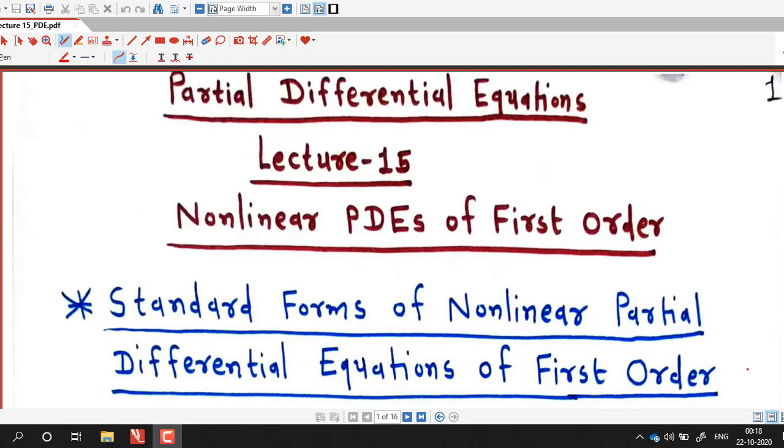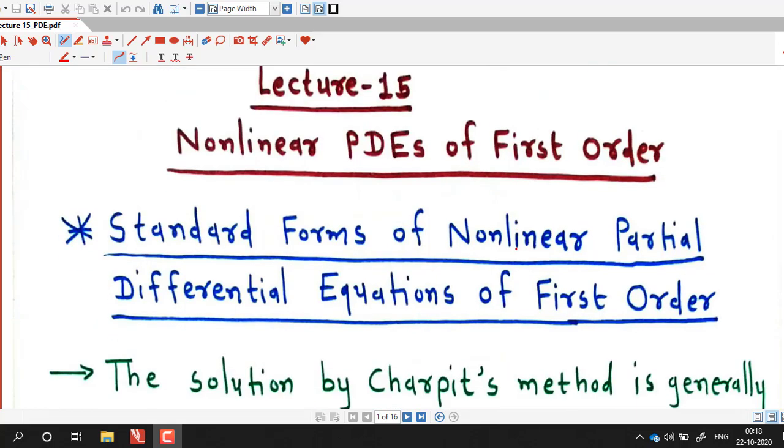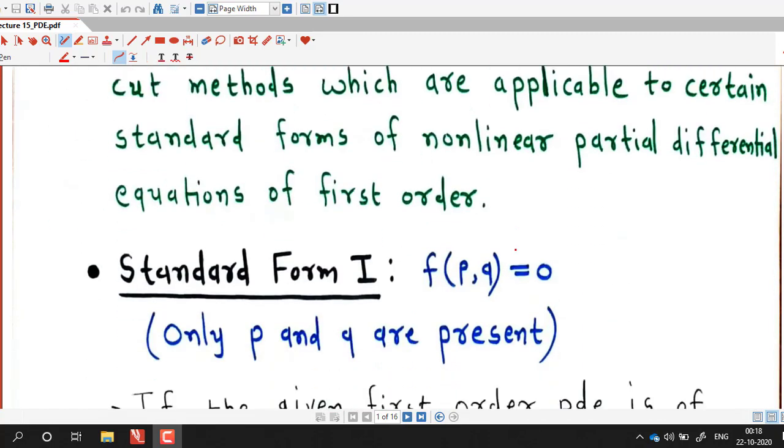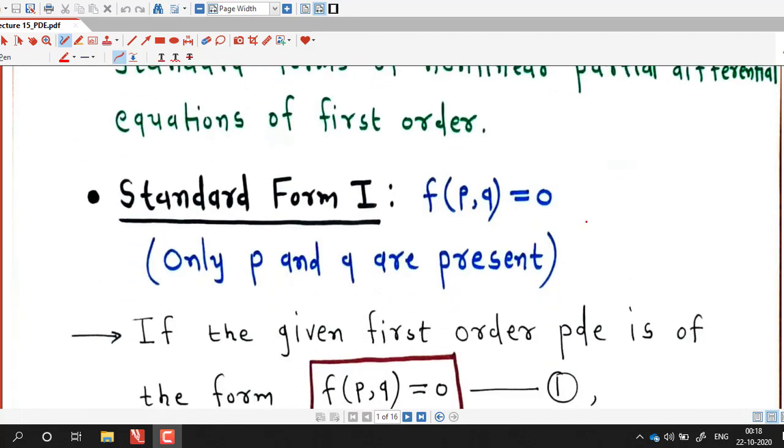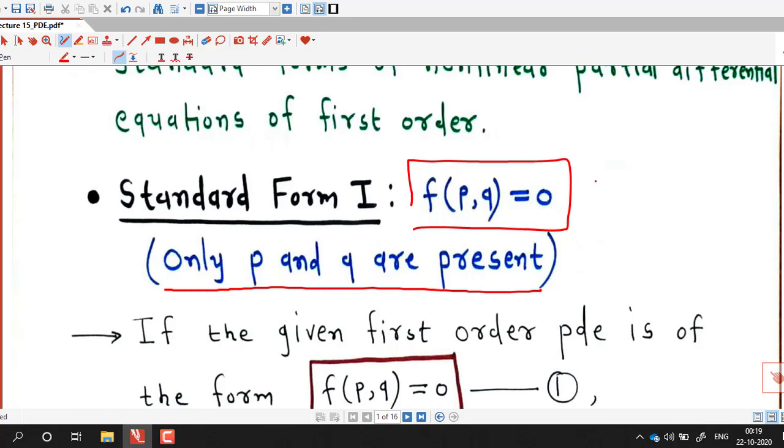So let us discuss those standard forms, starting from the first standard form. The first standard form is, if the given equation contains only p and q, that means x, y, z are absent in the given equation, then we can write the given equation as f(p, q) = 0. So if only p and q are present, then this is the first standard form.